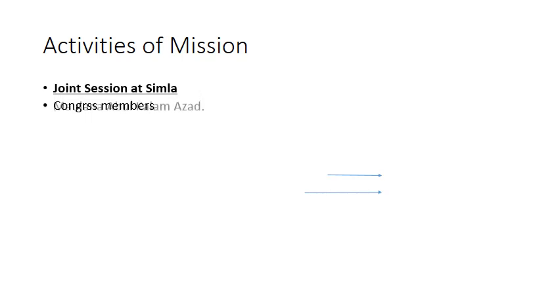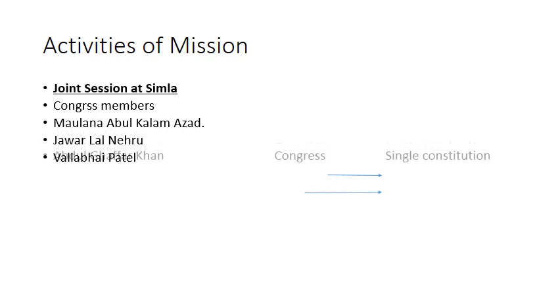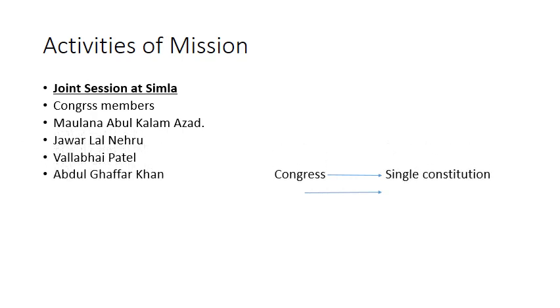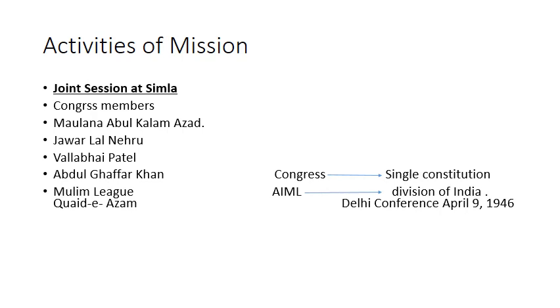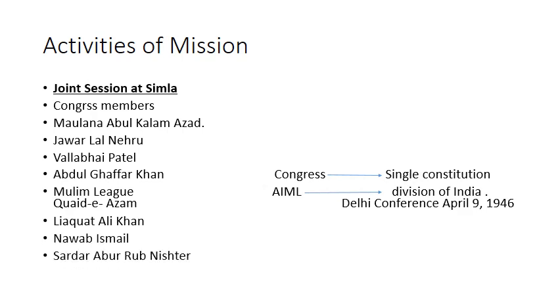From Congress side, Maulana Abdul Kalam Azad, Jawaharlal Nehru, Wallabhai Patel, and Abul Ghaffar Khan were present. Two Muslim members, Maulana Abdul Kalam Azad and Abul Ghaffar Khan, were in Congress team, and Muslim League was represented by Qaid-e-Azam Muhammad Ali Jinnah, Liaquat Ali Khan, Nawab Ismail, and Sardar Abdul Rabb Nishtar.